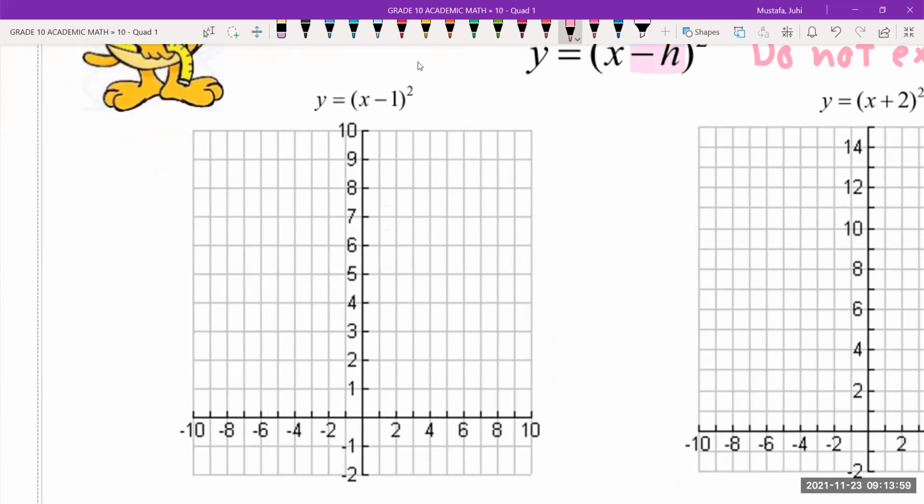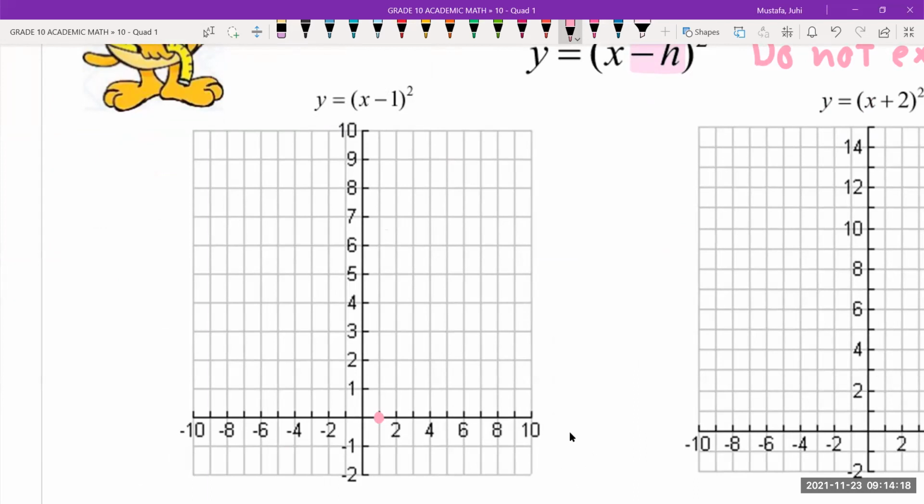The number is a negative. So which way are we moving? Are we moving to the left or are we moving to the right? We're moving to the right. Okay, so usually our parabola starts at 0, 0, right? That's the starting point. If I move my parabola 1 to the right, what is my new vertex?